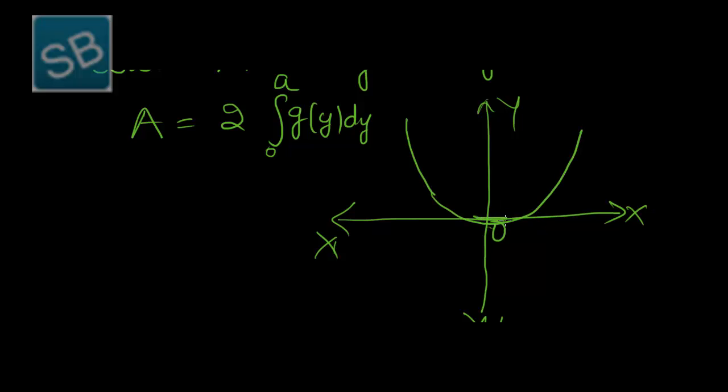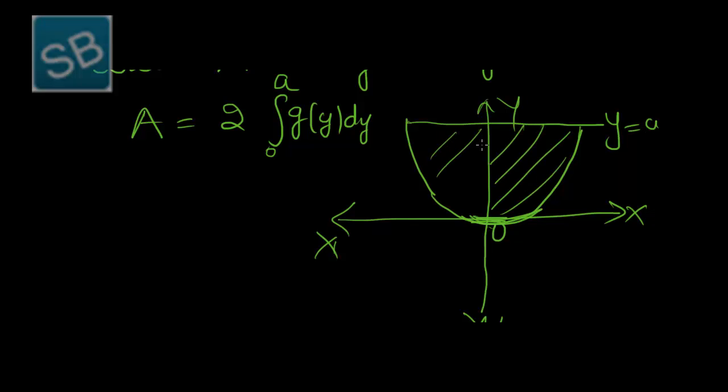That is the origin, and this is y is equal to a. So the area is 2 times the integral with the range varying from 0 to a of g of y dy. These are the two cases when the curve is symmetric about the x-axis and symmetric about the y-axis. So we can find out the area as 2 times this.